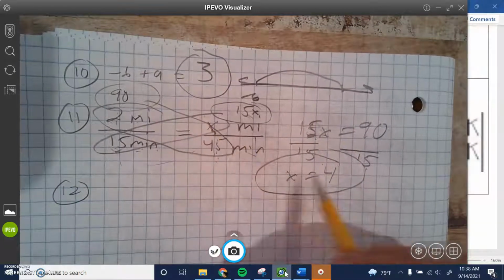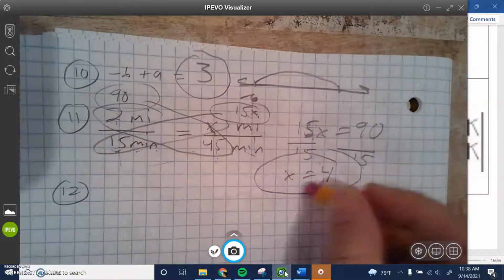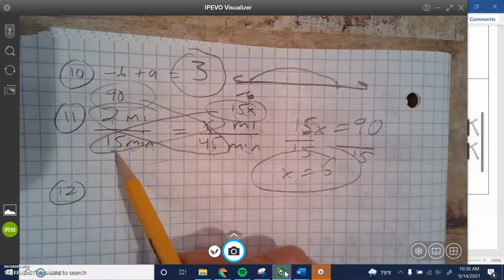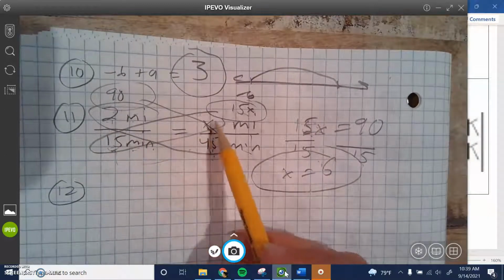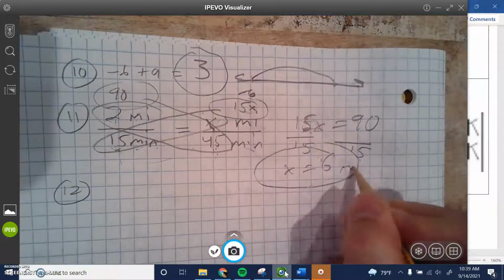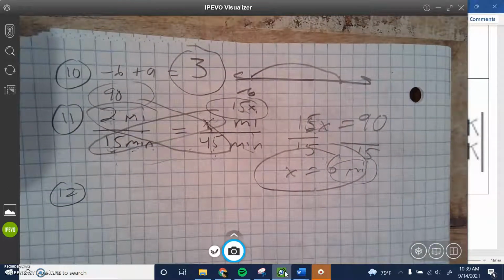So, I'm sorry, 6, my bad. 6. That was silly, 6. So if he runs 2 miles in 15 minutes, he would run 6 miles in 45 minutes. There you go. Cool. Let's put the little label right there.